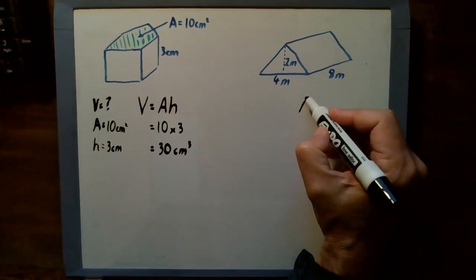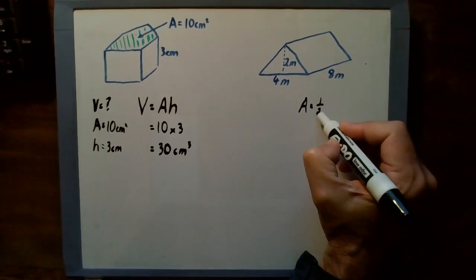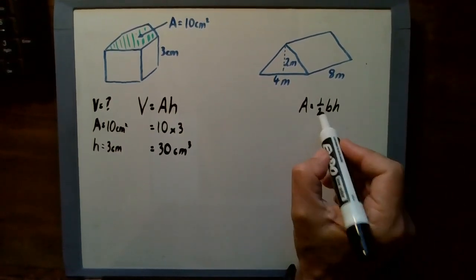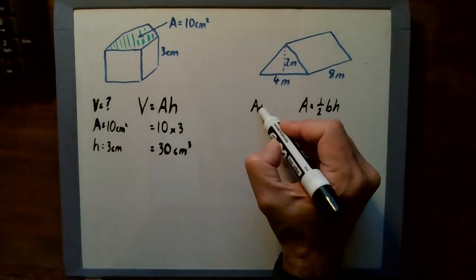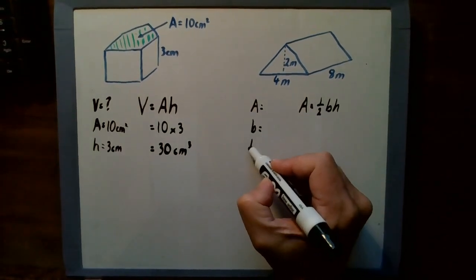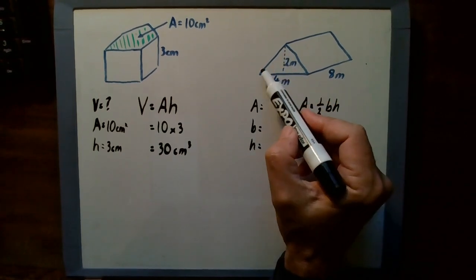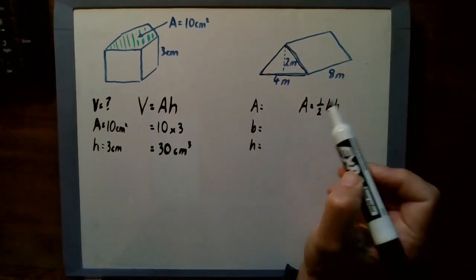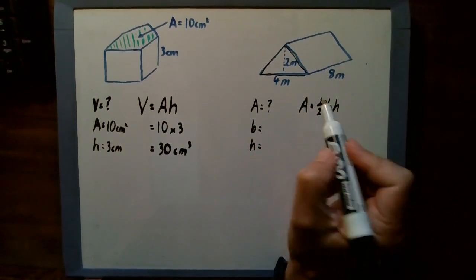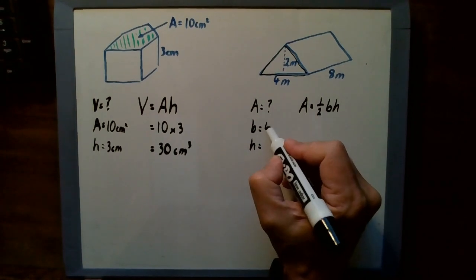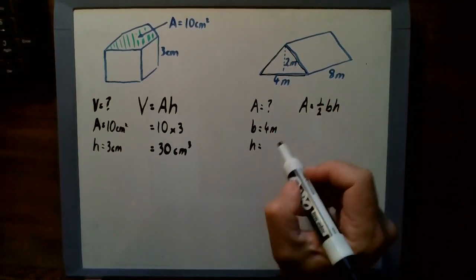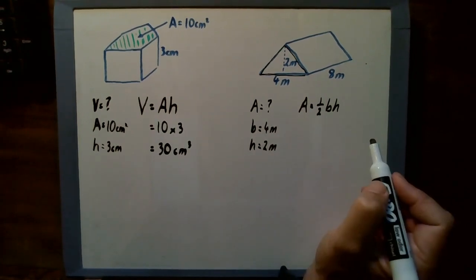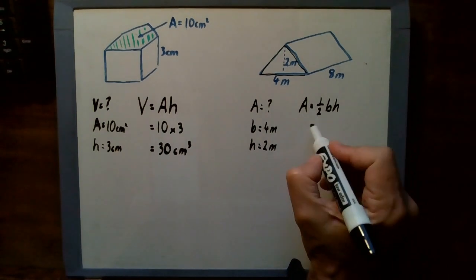We write down our formula for the area of a triangle. Area equals a half base height. List our pronumerals. And looking at our triangle, we realise that we don't know the area. We know the base, which is 4 meters, and we know the height, which is 2 meters. We can now use our formula for the triangle to work out the area of it.